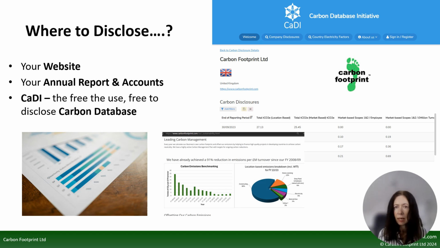And finally, where we're going to put some focus now is on the Carbon Database Initiative, CADI. This is the free-to-use, free-to-disclose carbon database. Why are we saying this? Because the emissions take a standard format. We'll see that in a second. They take a standard format, and it's really important because then it can be easily compared to others. Really important.